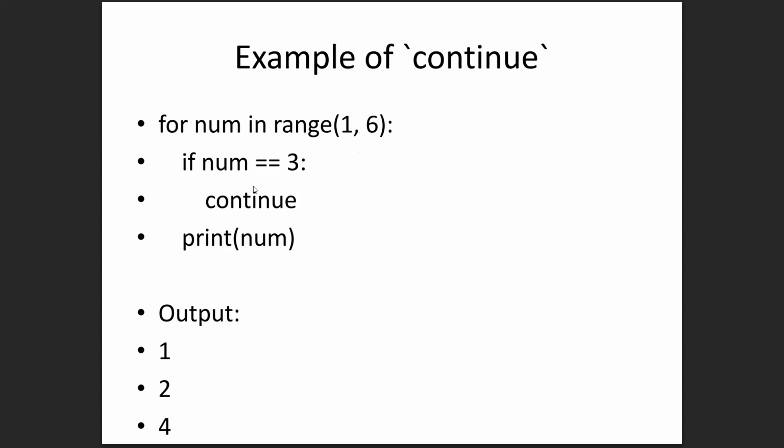It means whenever the condition is met, only that value is skipped and all the remaining part of the code will be printed. So except the 3, the remaining part will be printed. It means it will print 1, 2, 4, 5. That is it. So now let us see another example.